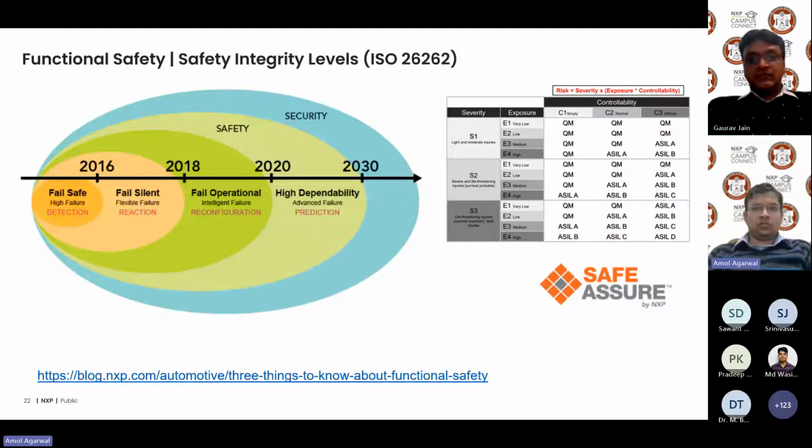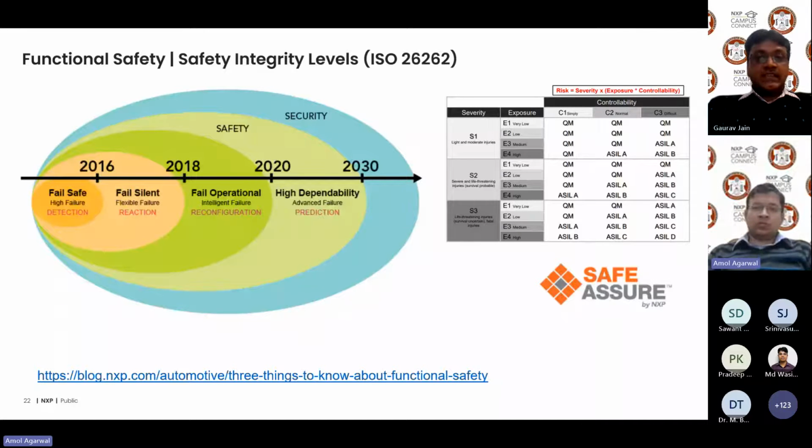Basically, if the severity is high, in this table here you see S1, S2, and S3, S3 being the most severe. And then if there is an exposure which is quite high, you can basically assume it as the likelihood of getting the failure in the design. That is equivalent to exposure here. And the controllability is basically how well you are able to control that failure in the design.